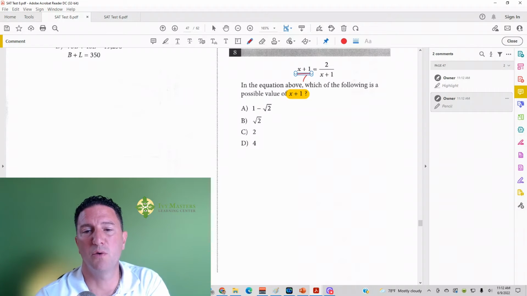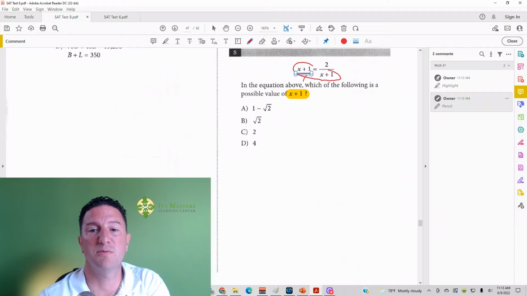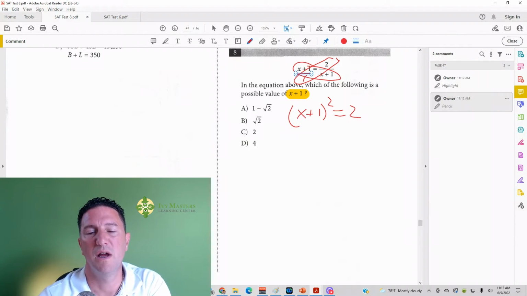If I put this over 1, or you could think of it as just multiplying both sides by x plus 1, do not FOIL it out, because you're solving for x plus 1. So if we cross multiply and set equal, or just multiply both sides by x plus 1, same thing, you get x plus 1 quantity squared equals 2. And then if you take the square root of both sides, you get x plus 1 equals square root of 2. Correct answer is B.